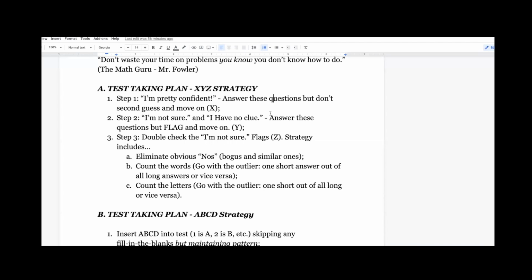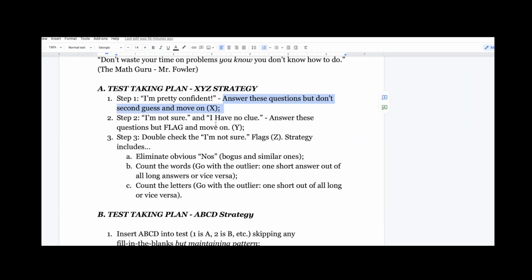So here is my XYZ strategy. If you go in and you're nervous, you're not really sure what to do. Step 1 is answer those questions that you feel somewhat confident about or pretty confident, and move on. Okay? Don't second guess yourself. Just move on.